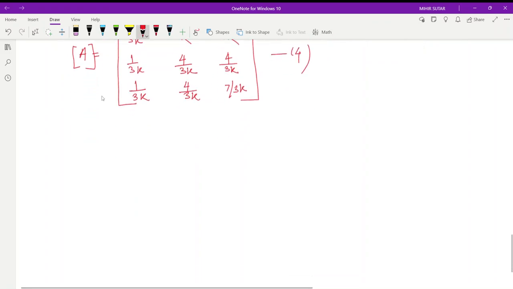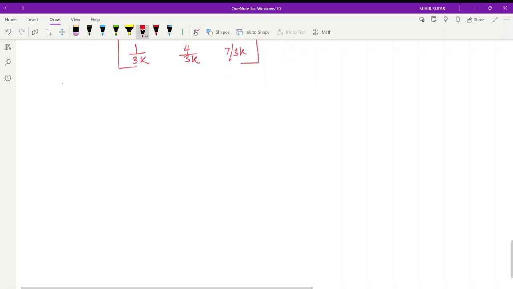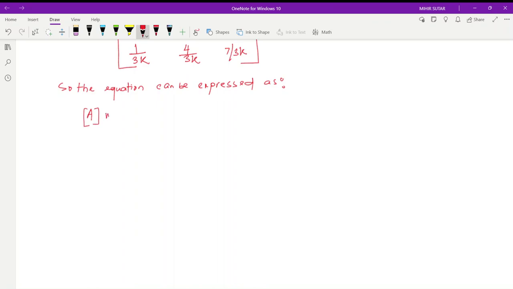Now you can write the equation as expressed: A m x double dot plus x equal to 0. Let's say this is equation 5.